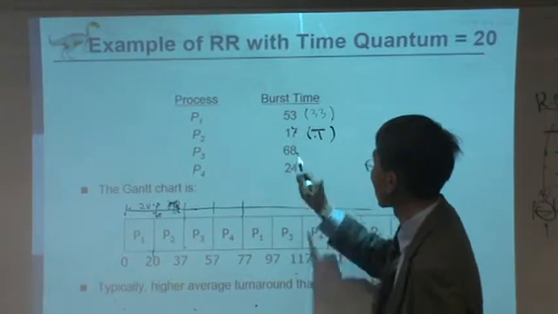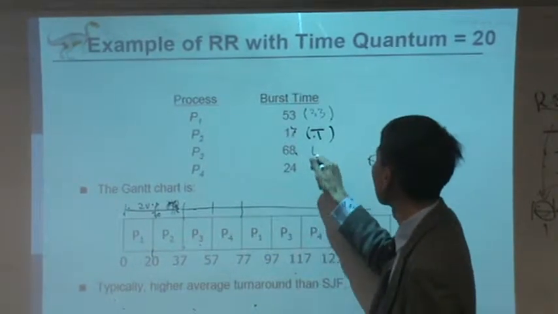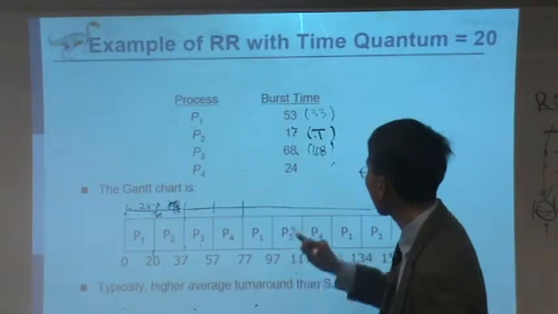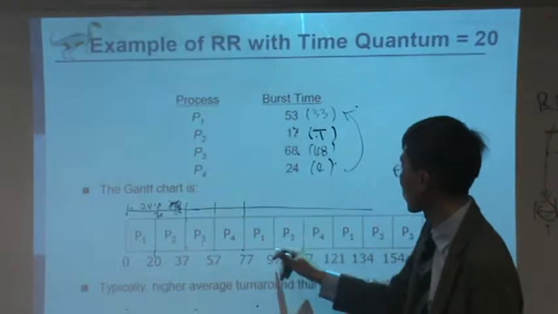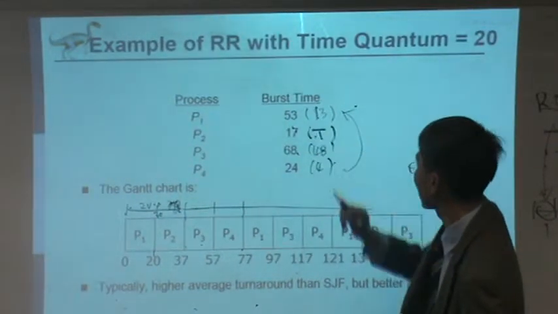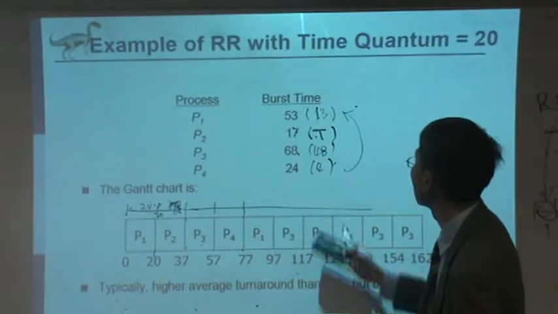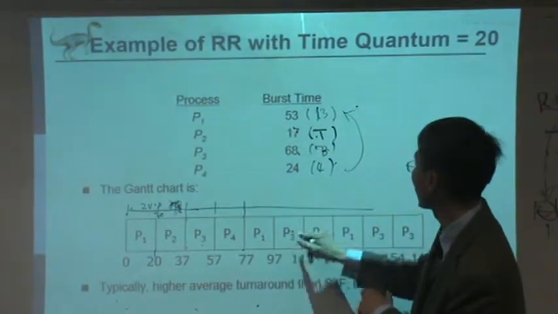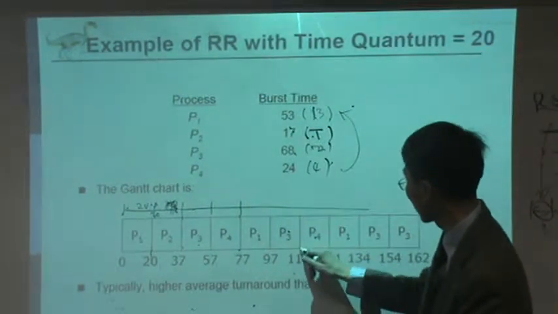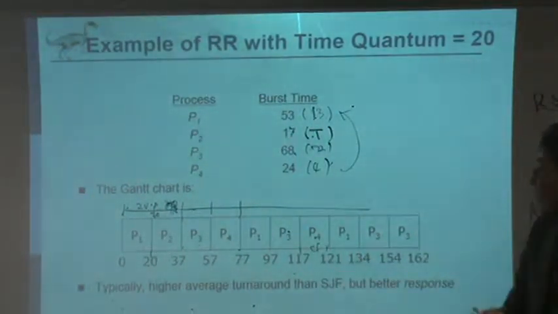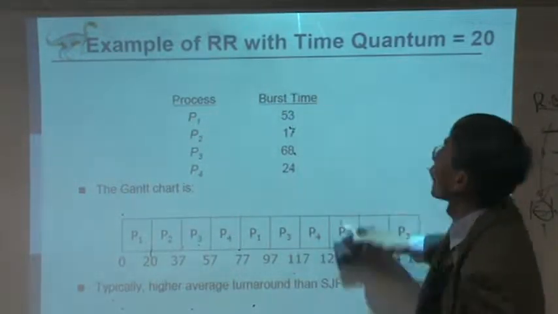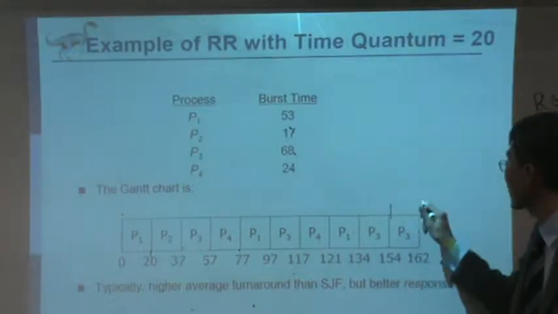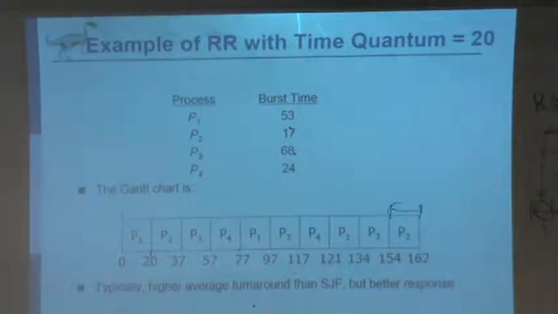The next one is P3. P3 will take 20, so the remainder is 48. Next one is 24, remainder is 4. Then go back to the first process, 20, then 13 remainder. P2 is already done. Then 28, P3, and P4 with 4 is done, because it needs only 4 time slots. And so on. This approach is round robin. This time slot is called the quantum size.